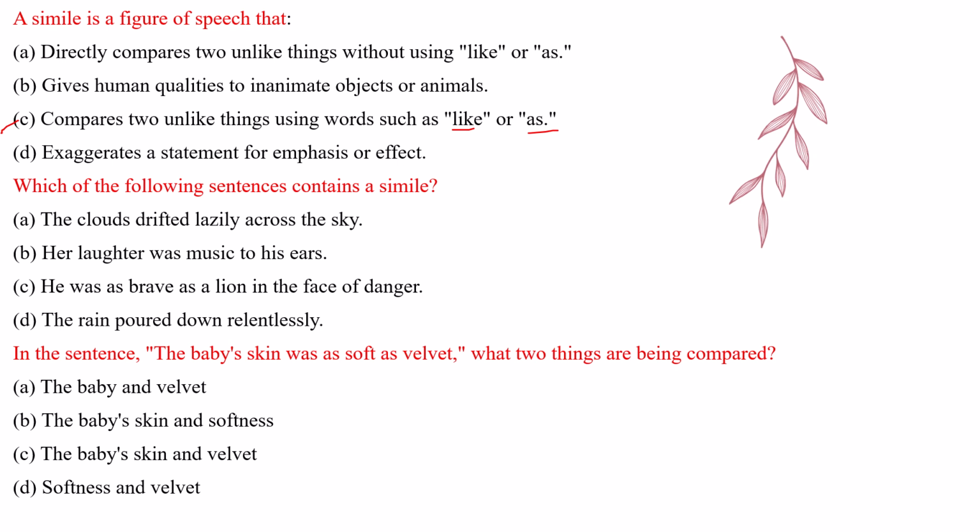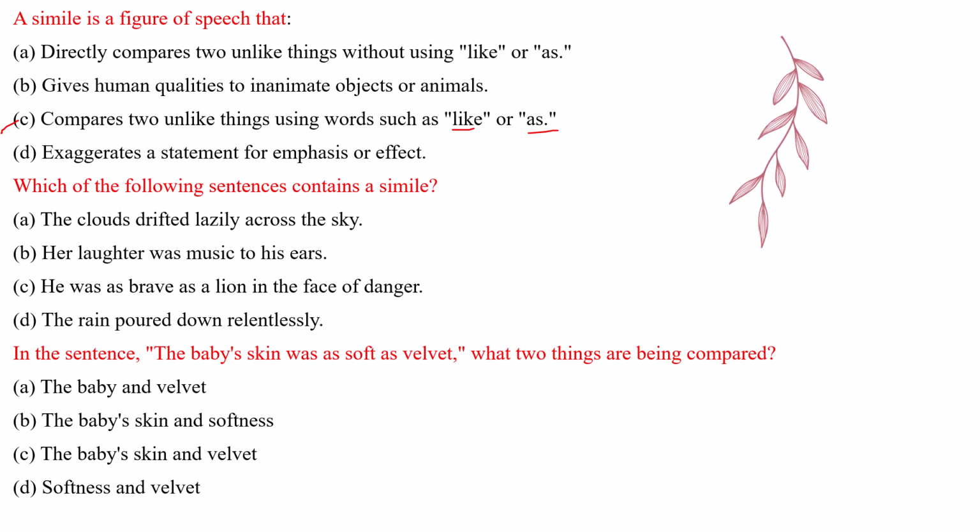Which of the following sentences contain a simile? So first sentence: the clouds drifted lazily across the sky. It's a descriptive sentence, so it does not contain a simile. And B: her laughter was music to ears. So this sentence is a metaphor. It's an implied simile. This is a metaphor.